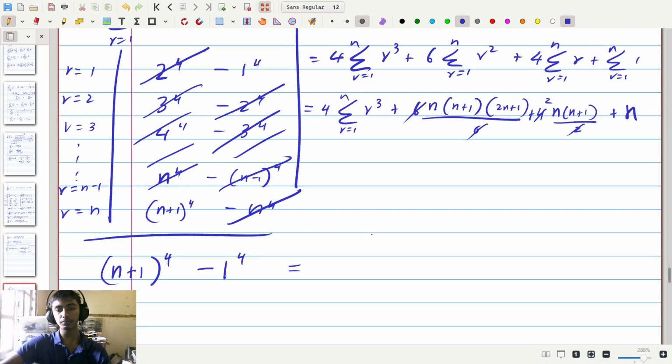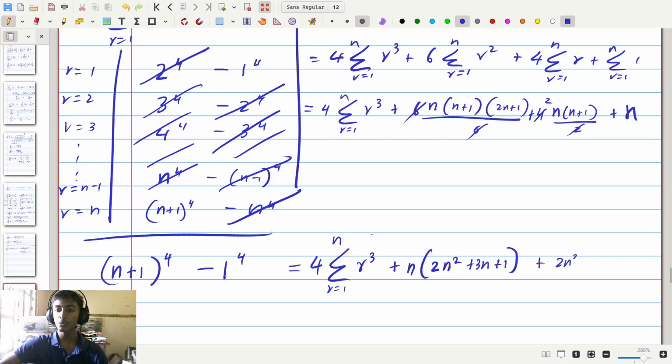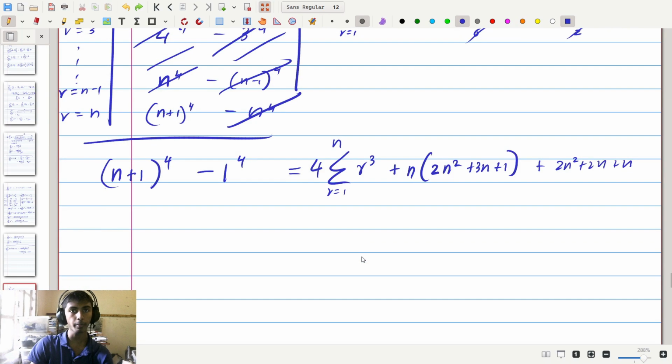Now, taking all of this down, we can see that the sum that we're looking for, times 4, so 4 times the sum of r equals 1 up to n of r cubed, plus all of this stuff, which is going to be n times n plus 1 times 2n. We can actually simplify this down. We can simplify this to 2n squared plus 3n plus 1 plus 2n squared plus 2n plus n is equal to n plus 1 to the power of 4 minus 1 to the power of 4.